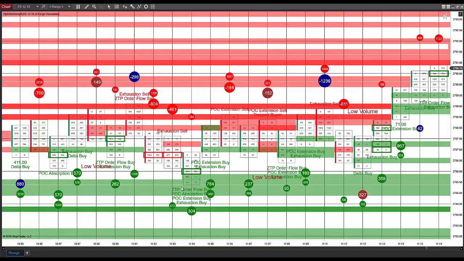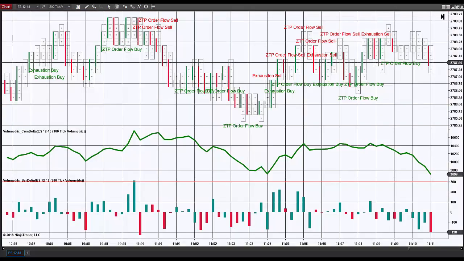At that low there, at the minor zone, we see basically every order flow signal that we would like to see. We have a ZTP order flow buy, we have a POC absorption extension, and we have an exhaustion pattern all combined onto one bar. What the cumulative delta is telling us is also interesting. Here's where we have the ZTP order flow buy, and we see that we have significant selling taking us down until we get our buying on the second test right here.